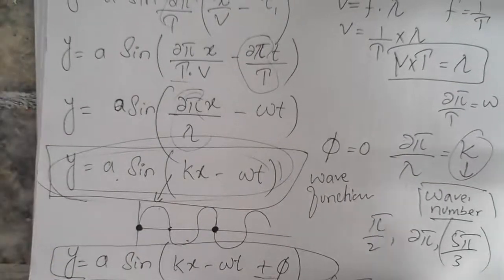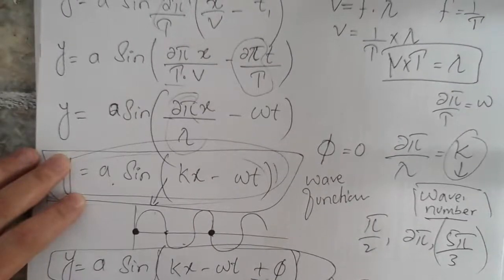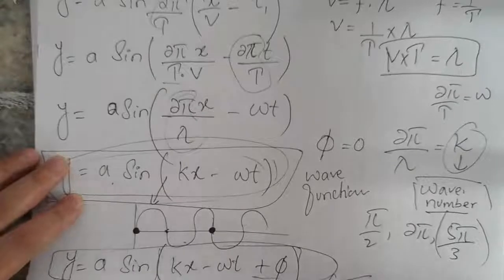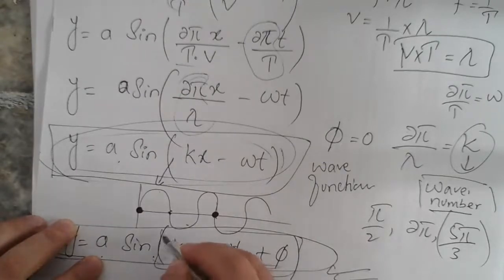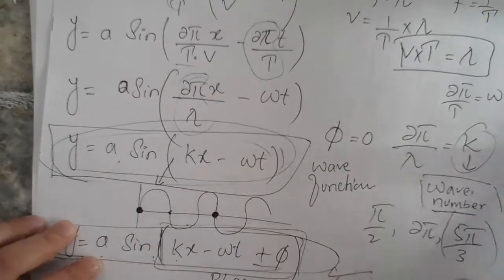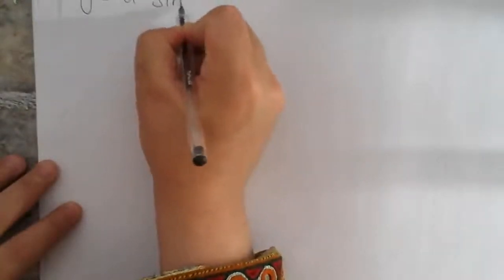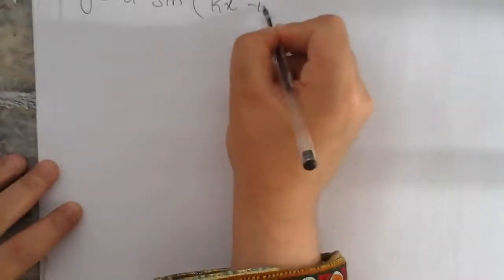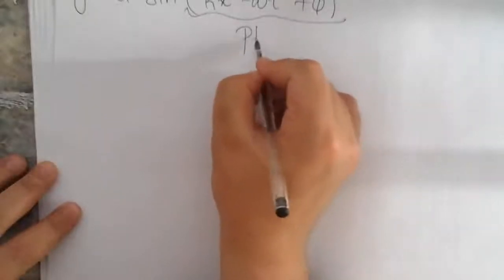Now keep in mind that this part shows the phase of the wave. This is actually the phase of the wave. This is the amplitude and k is the wave number. This basically shows the property of the wave. Let's analyze this portion of the wave, that y is equal to alpha sine(kx minus omega t plus phi). This is basically the phase of the wave.